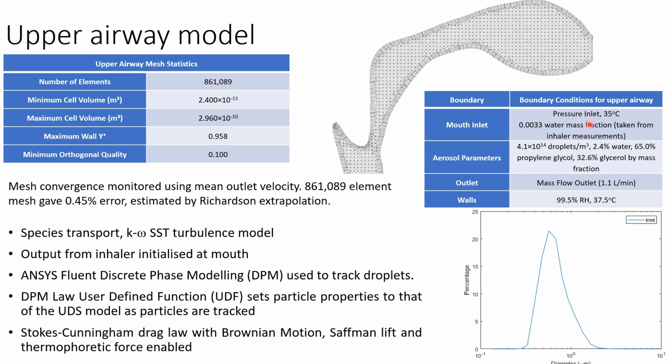The mouth inlet is a pressure inlet at 35 degrees C with a small water mass fraction that was determined by inhaler measurements. And the aerosol parameters, we initialized the droplets with 2.4% water, 65% propylene glycol, and the rest was glycerol. And the outlet was a mass flow outlet of 1.1 liters per minute, and the walls were set at 99.5% relative humidity, 37.5 degrees C.